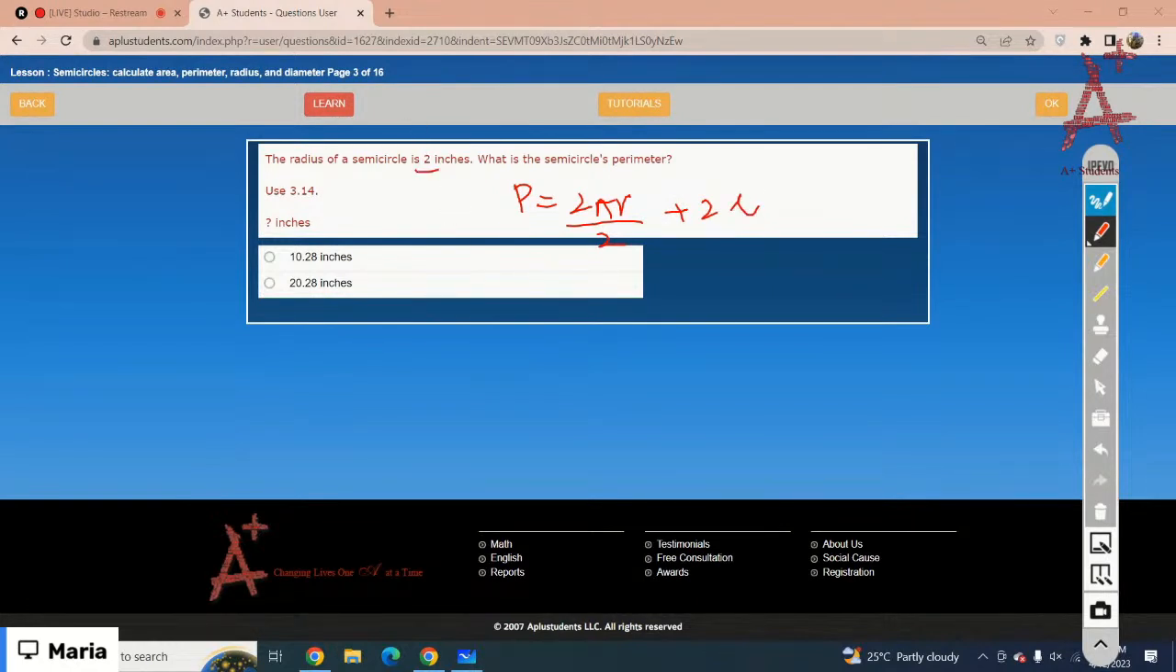You are given r equals 2. So it would be 2 times 3.14 times 2 over 2, which is 6.28, plus 4. So that would be 10.28. Got it? So the correct option is 10.28.